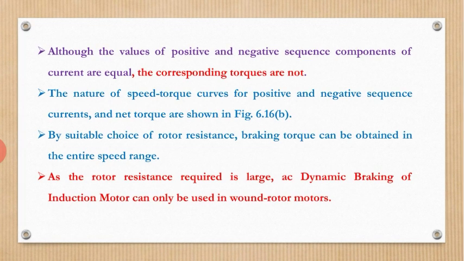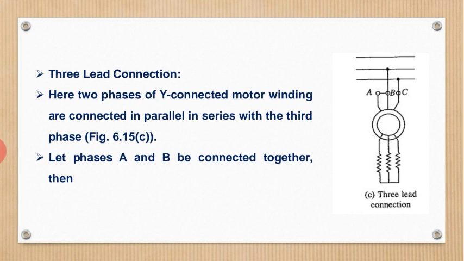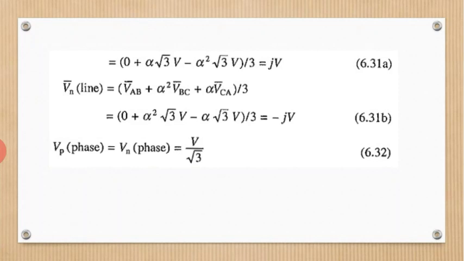Okay. So next one is the 3-lead connection. What is done here in the 3-lead connection is that any one phase is removed and connected to another one. So here A is disconnected and connected to B. So phases A and B are connected together. These are the equations, for the positive sequence and the negative sequence.